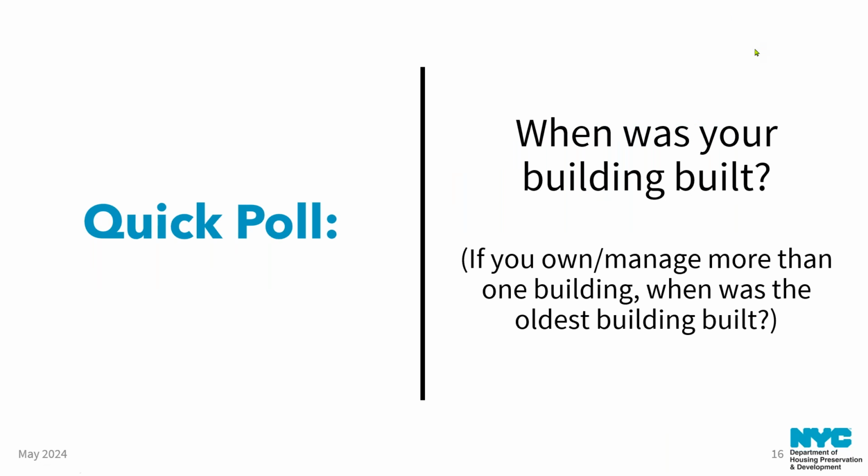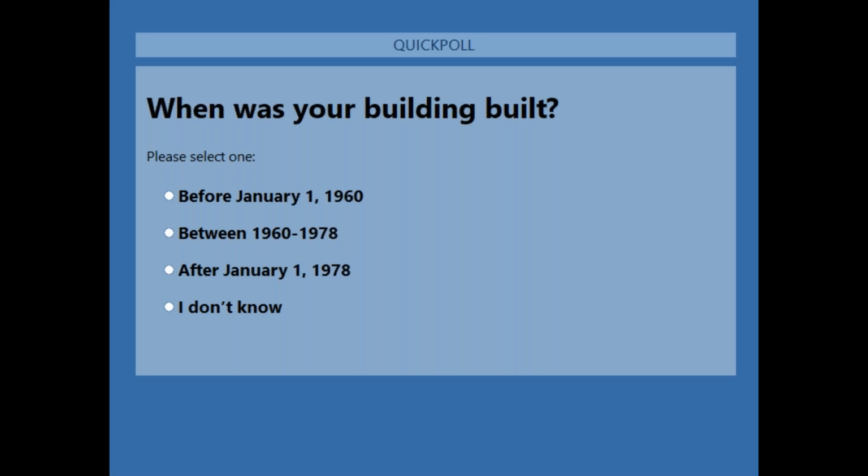All right, so I want to make sure that everybody has a good sense of whether Local Law 1 and the federal safe work practices rules apply to their building. So I'm going to just help talk us through all of this with another poll. So let us know when your building was built. This should be the initial building built to date, the first date of construction.